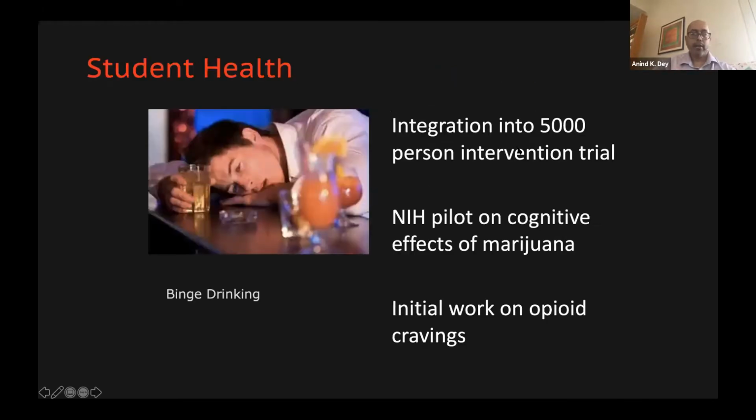So right now, this work is being integrated into a 5,000 person intervention trial, or recommendation trial. And we've extended the work to start collecting some data with individuals who are under the effect of marijuana, and we're starting to look at individuals who are under the effect of opioids, looking in particular at when they might have cravings and might have a relapse, for somebody who's trying to reduce their use of opioids.